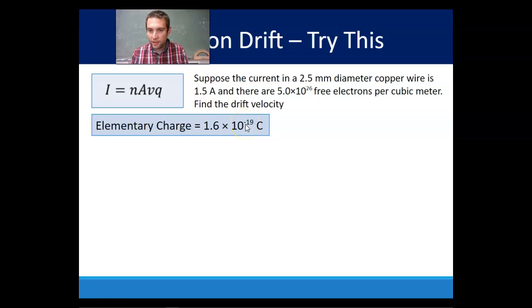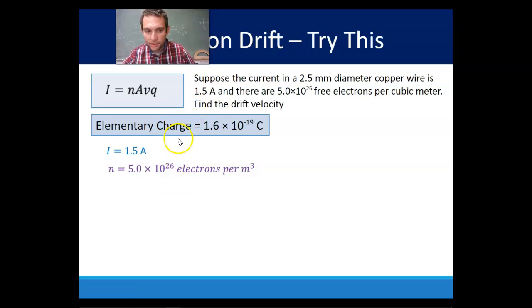Here's a problem. Try this. Pause the video, work it out, and then I'll be back to give you the answer. We know the current is given to us. The number of electrons per cubic meter is given to us. q, the elementary charge, is not given to us. It's kind of like acceleration due to gravity, or the gravitational field, g equals 9.8 meters per second squared. It's not specifically given to you, but it's always there. It's always there. Okay.